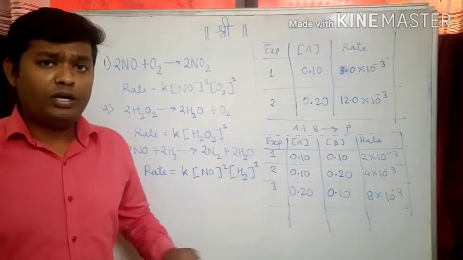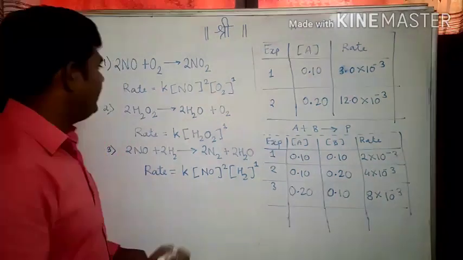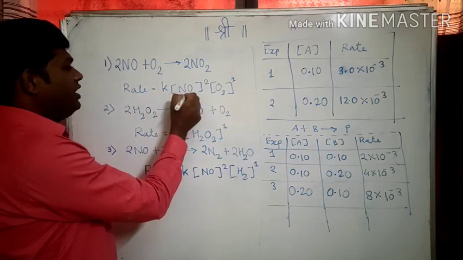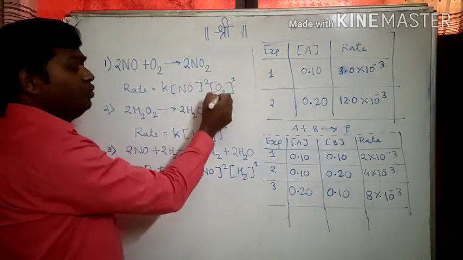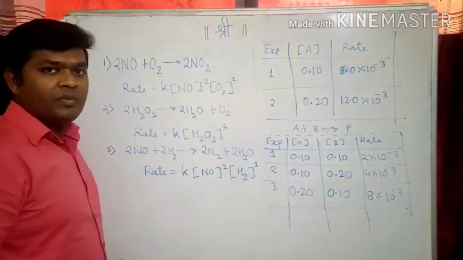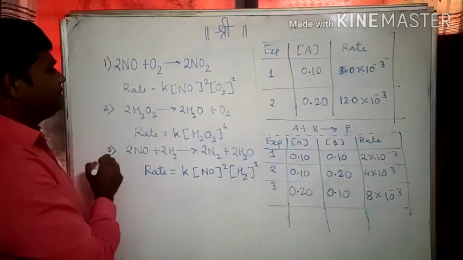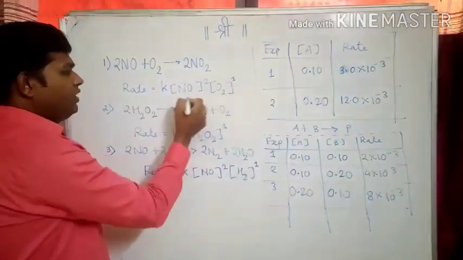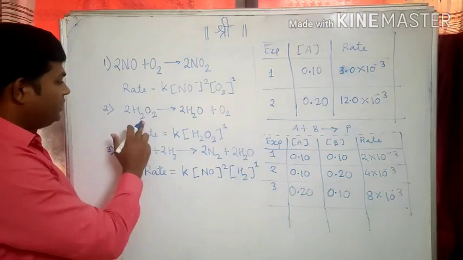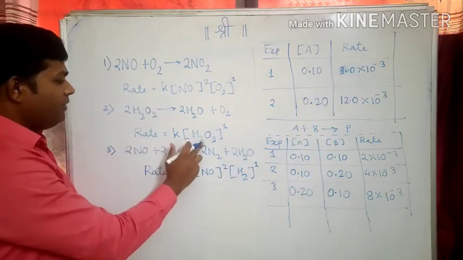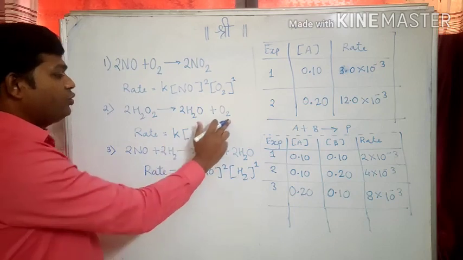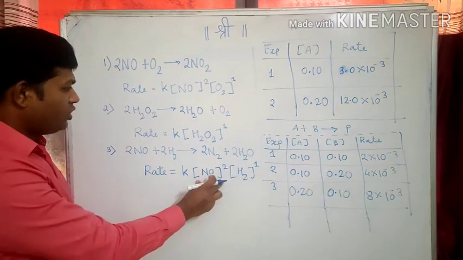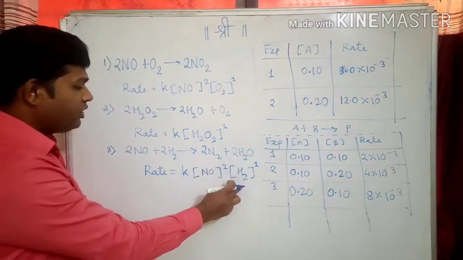Now, experiments have already been performed for these, and according to the experiments, for the first reaction, the rate law equation is rate equals K concentration of NO to the power 2 concentration of O2 to the power 1. In this equation, we can see that the order of NO is 2 and the order of O2 is 1. 2 plus 1, the overall order of reaction is 3. For the second, rate is equal to K concentration of H2O2 to the power 1. And for the third, rate is equal to K concentration of NO to the power 2 concentration of H2 to the power 1.